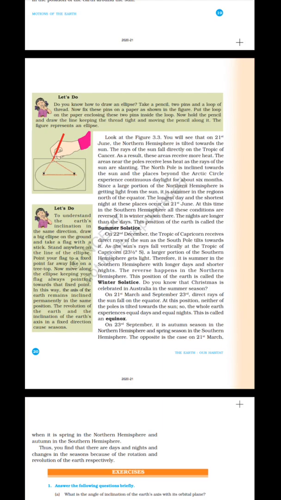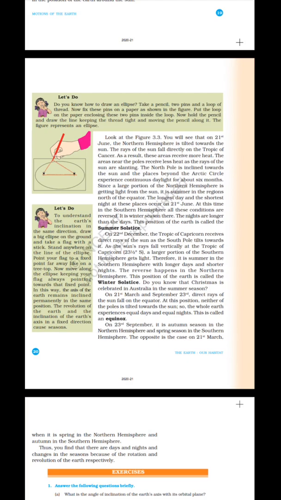Look at Figure 3.3. You will see that on 21st June, the northern hemisphere is tilted towards the sun. The rays of the sun fall directly on the Tropic of Cancer. As a result, these areas receive more heat. The areas near the poles receive less heat as the rays of the sun are slanting.